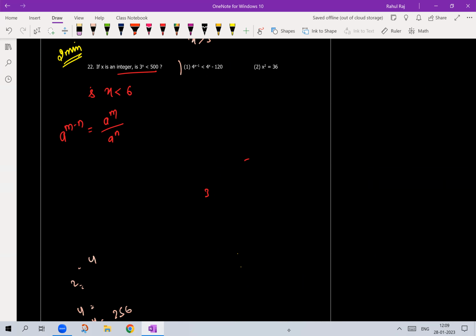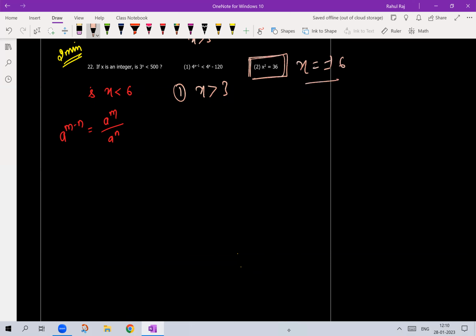Rahul, is it necessary to have the first step x less than 6? I solved it this way: x square has two values, plus 6 and minus 6. And from the first equation, the common value is coming as equal to 6. From option number 2, you did option number 2, right? So x is equal to plus 6 or minus 6, and from the first equation, only 6.